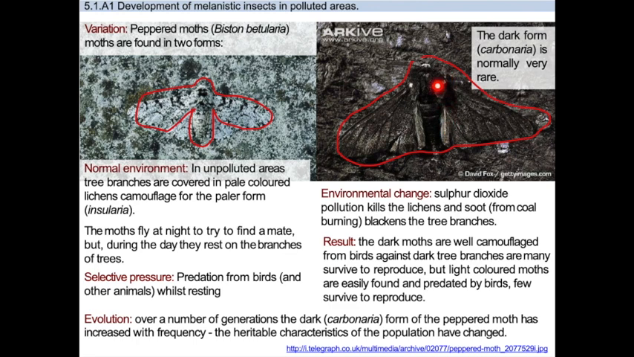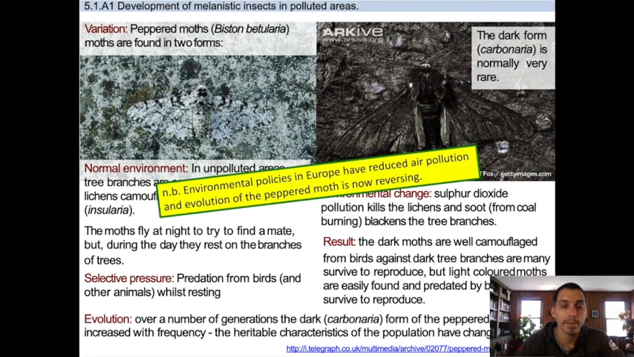So because the darker ones are surviving and reproducing, they will pass on their darker coloration to the next generation, and over time the population will shift from being primarily light colored to being primarily dark colored. Now, environmental policies in Europe have reduced air pollution, and this evolution is actually reversing. So for a time, this population was dominated by the dark coloration, but now with the return of these lichens and the lighter colored branches, the population is shifting back towards the lighter coloration.